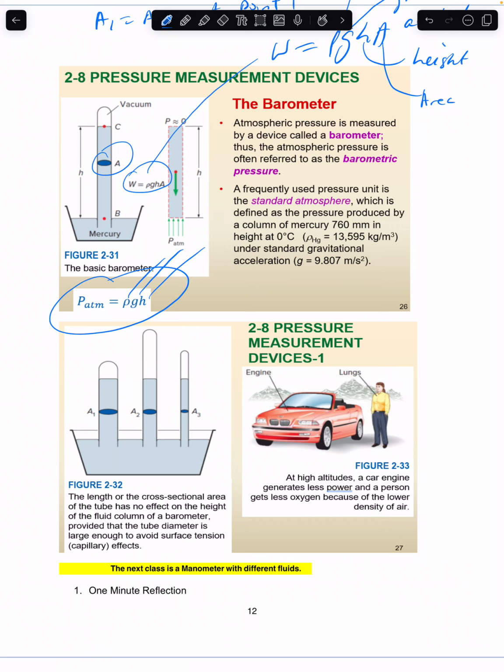So these are the formulas we're going to use, and take note of the density of fluid, and take note of the height, and take note of acceleration due to gravity in your calculation. So in the next slide, we're going to look at some examples.